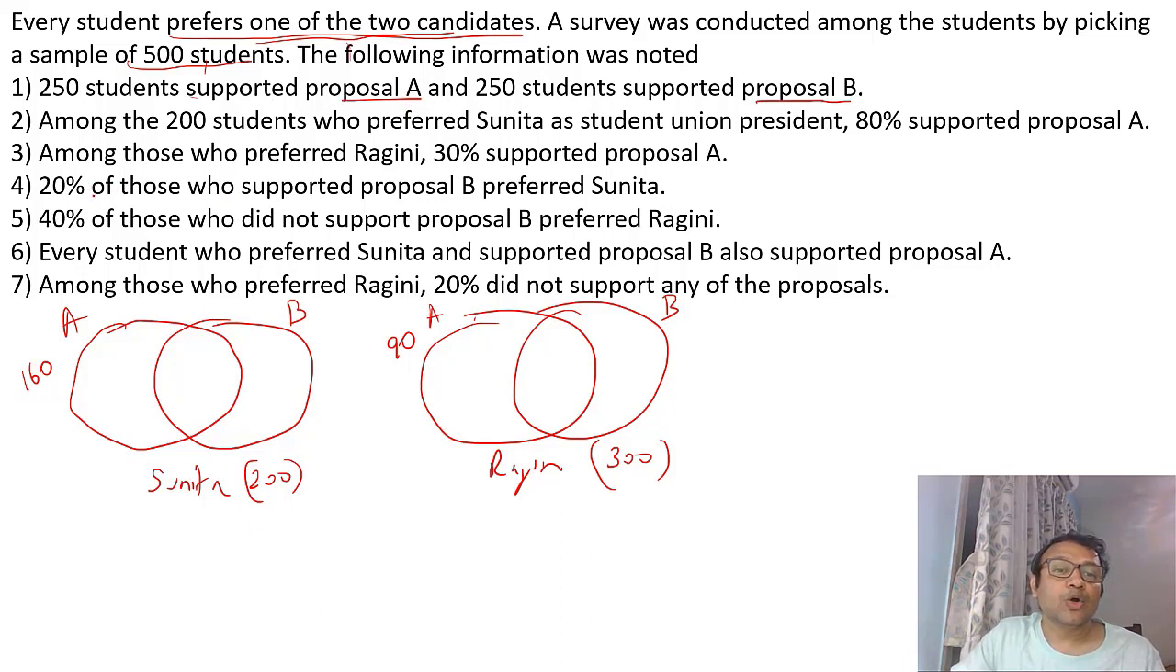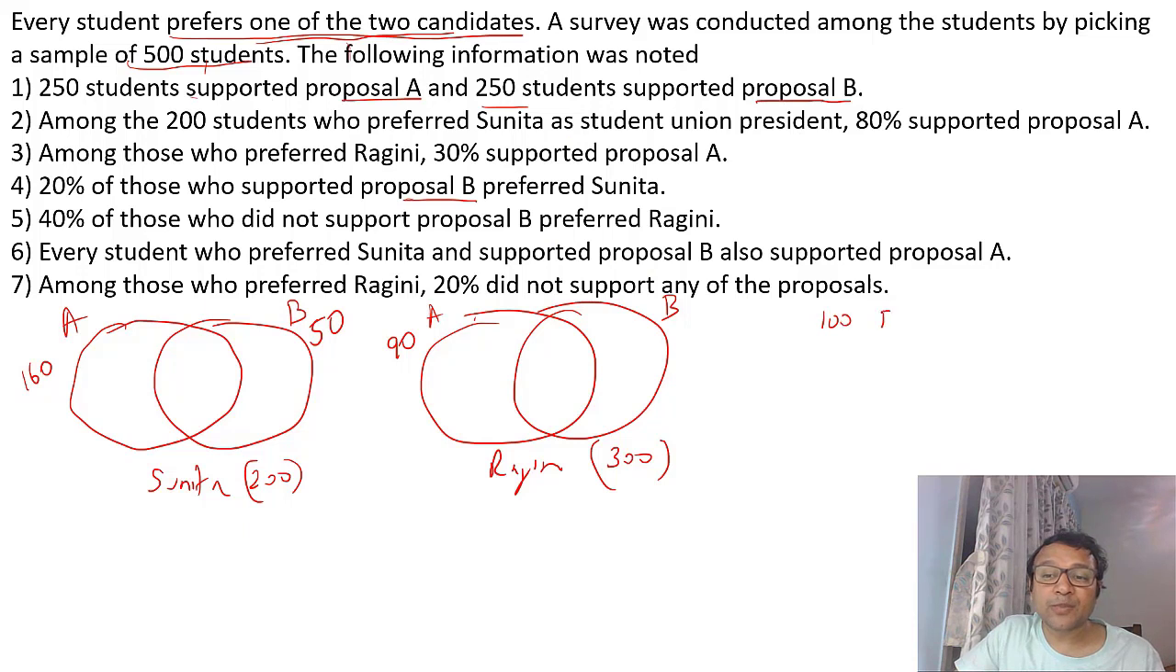Coming back, 20% of those who supported proposal B. So how many supported proposal B? 250. 20% of them preferred Sunita. So 20% of 250 will be 50. So we have 50 people who supported B preferring Sunita. 40% of those who did not support proposal B preferred Ragini. So 40% of 250 who did not support, which is 100.